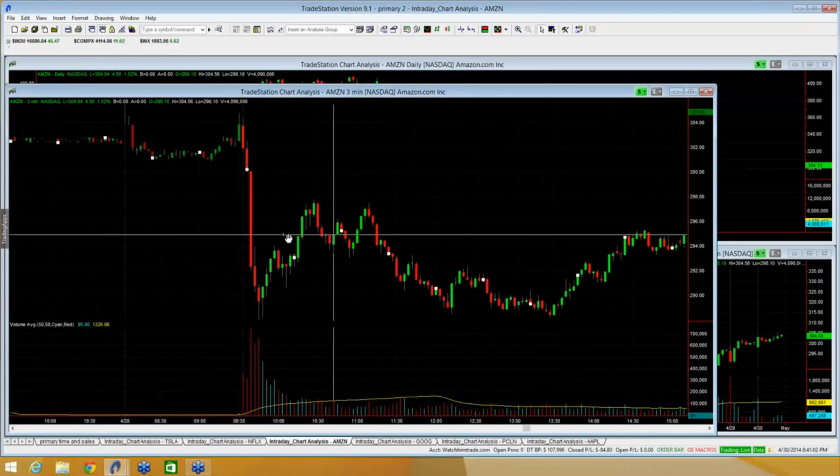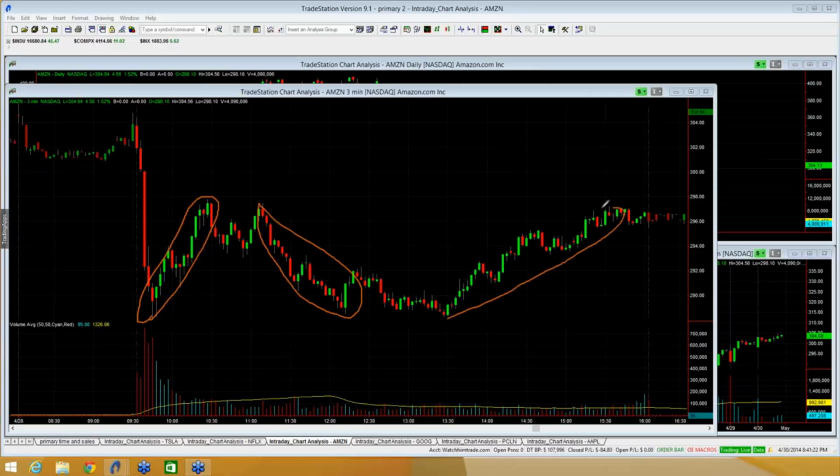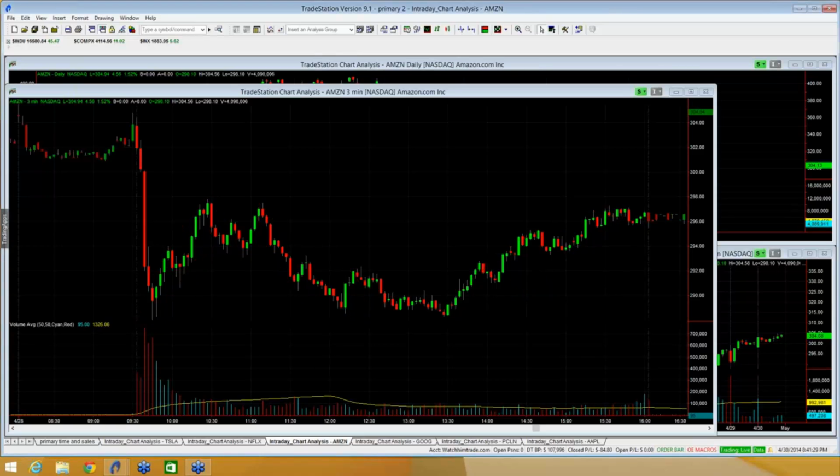And then lo and behold, what do you have? Some really nice tradable moves on Amazon. You bounced from 290 up to 298, 296. Then you traded back down from 298 back down to 290, 289. And then you traded again back higher from 290 back up to 296. So just 3 awesome 6-point moves from Amazon following that really good range action the first few minutes of the day.